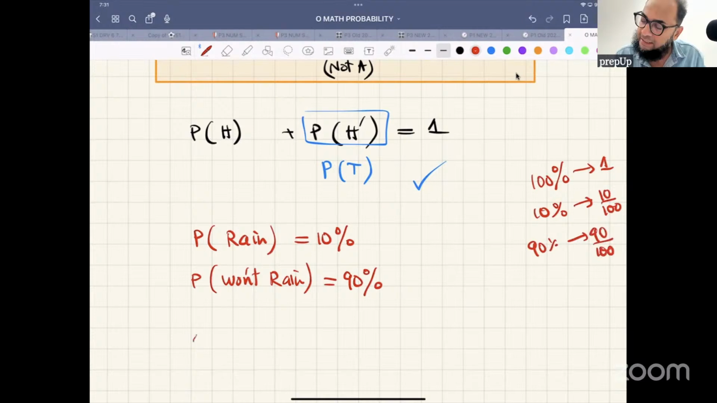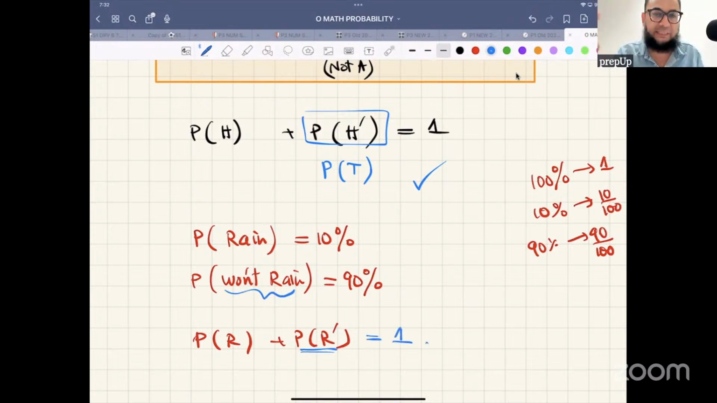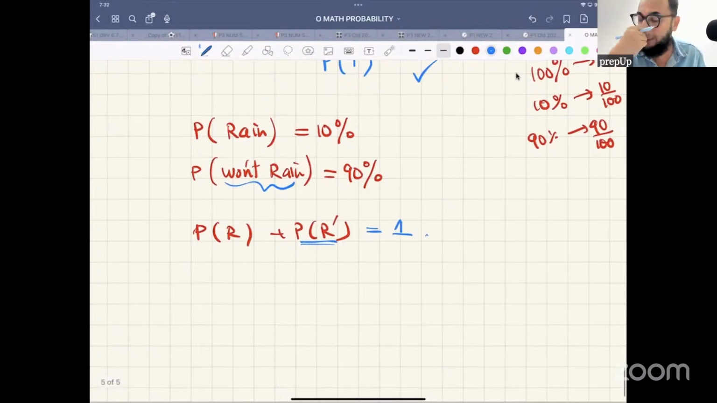So probability of R plus probability of R complement, won't rain, should add up to 1. In percentage, it will add up to 100%. So 1 or 100% means the same thing. I hope it's all clear.